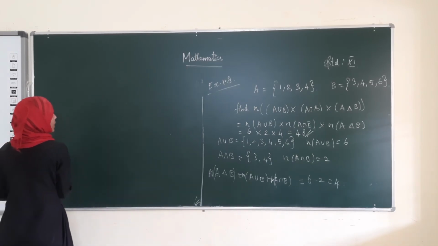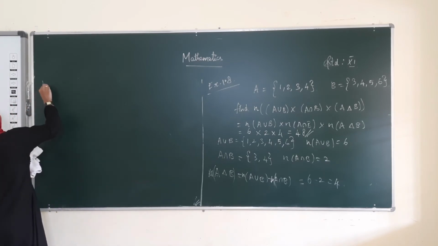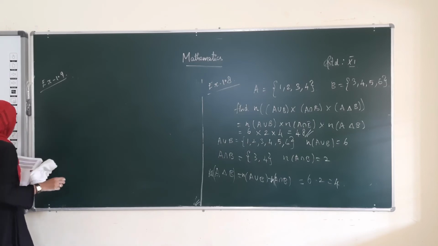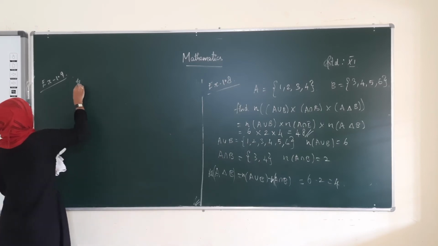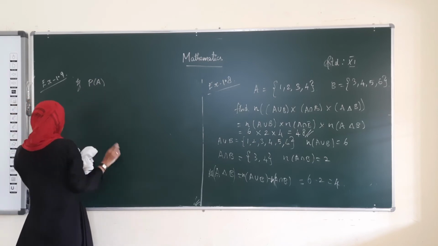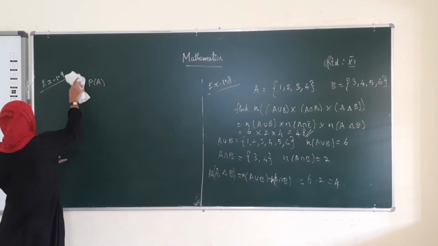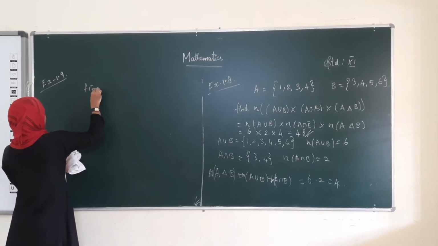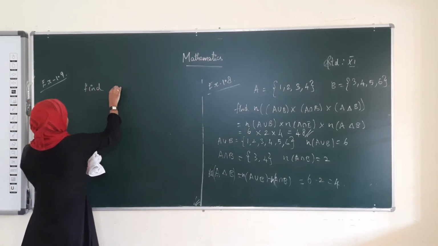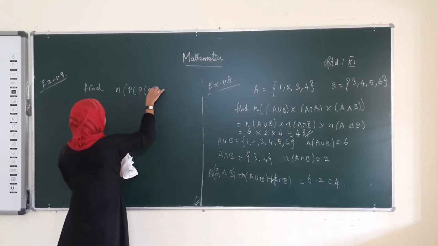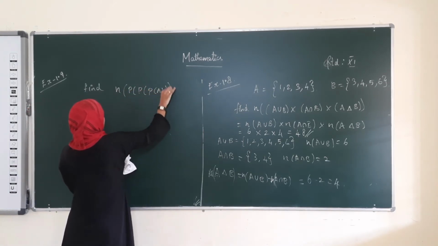Okay, next we are going to see the last example, that is example 1.9. What have they given? If P of A denotes the power set of A. We know that P of A means the power set of A. We have to find the number of elements in the power set of A.